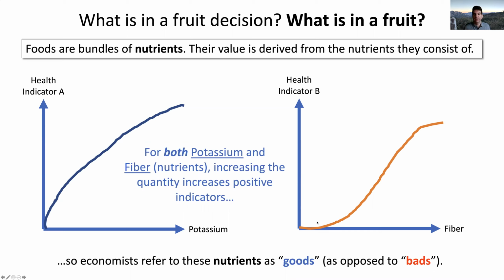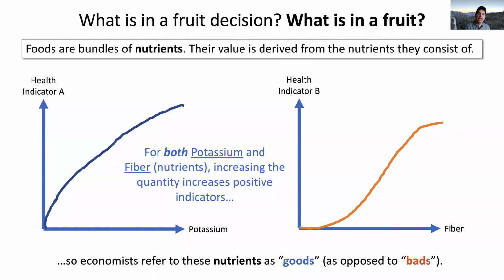Likewise, fiber. It might be the case that if I have very low fiber, it's very bad for my health. And then if I get a little bit of fiber, I get rapid increases in my health scores. But then eventually I hit a point where I get enough fiber, and it might still be better to get fiber, but how much it adds to my health kind of falls off over time.